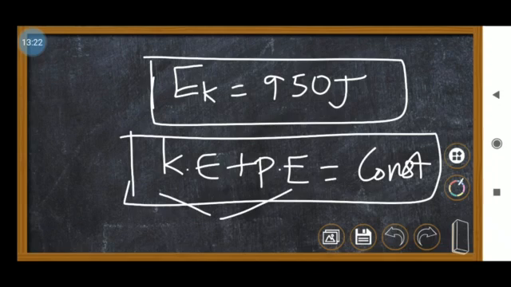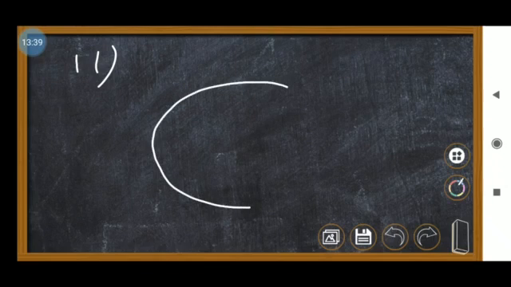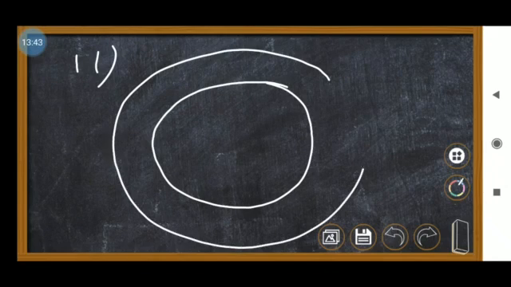Next one, question number 11. It's a very interesting question, so I will solve it. What is the work done by the force of gravity on a satellite moving around the earth? Justify your answer. Now imagine this is the earth, and this is the orbit. Along this orbit the satellite is moving.